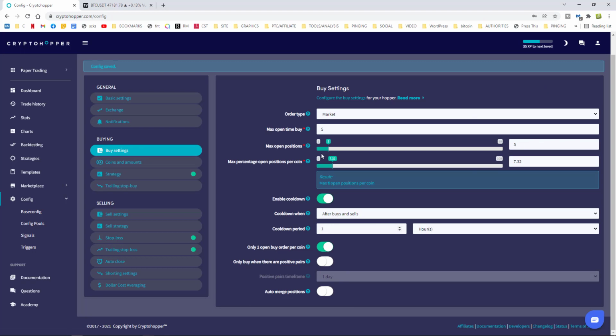Now remember, this is all set. Max 5 open positions, 1 per coin. Cooldown after buys and sells, 1 hour. Only 1 open buy per coin. Alright, so that's all set.